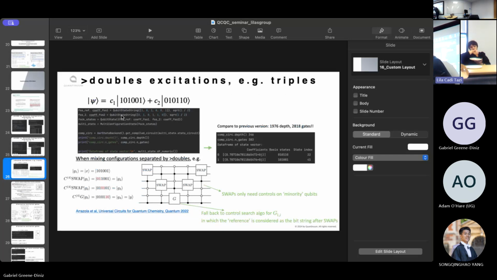But because of these multi-controls, which span all the qubits on your circuit, when you decompose those multi-controls into an actual gate set, that means that, unlike the fixed construction for singles and doubles, greater than double circuits will scale with the number of qubits in the whole state.